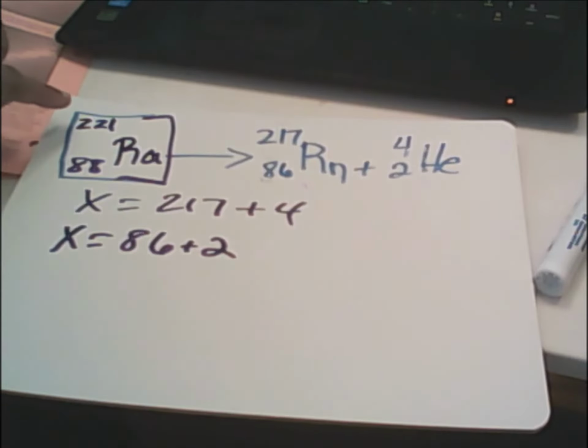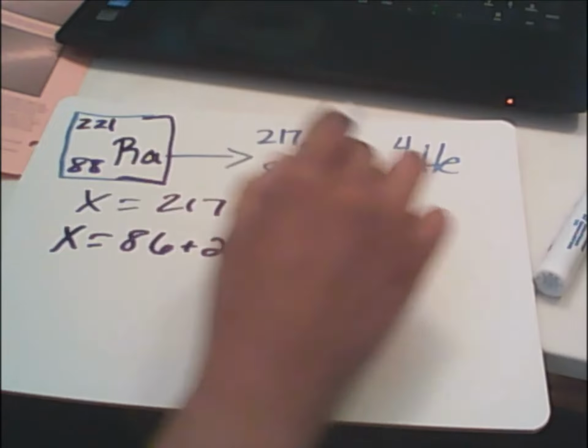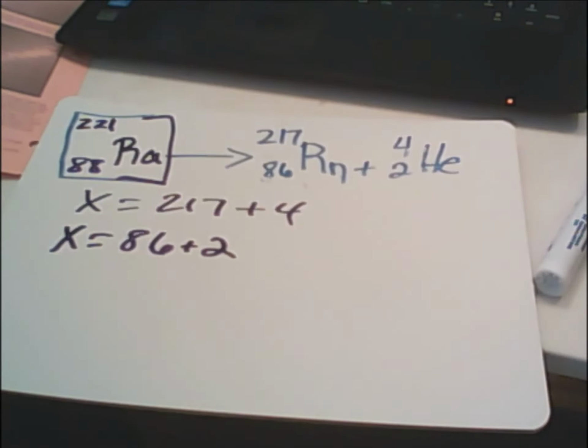And that is my nuclide that I was solving for. So I have 221 on the top. And if you want to check to make sure that you did it right, 217 plus 4 should equal 221. 86 plus 2 should equal 88. Atomic number 88 is radium. Can't get any easier than that.